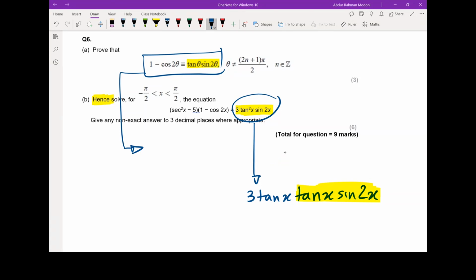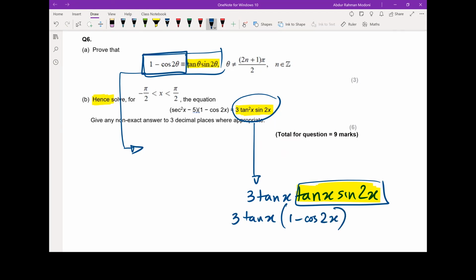So going from here, what can I say? Well, I know that tan x sine 2x is exactly the same as what was on the left-hand side, 1 minus cos 2 theta. So I'll rewrite this as 3 tan x, bracket 1 minus cos 2. We're using x here instead of theta. So that's what this has become.